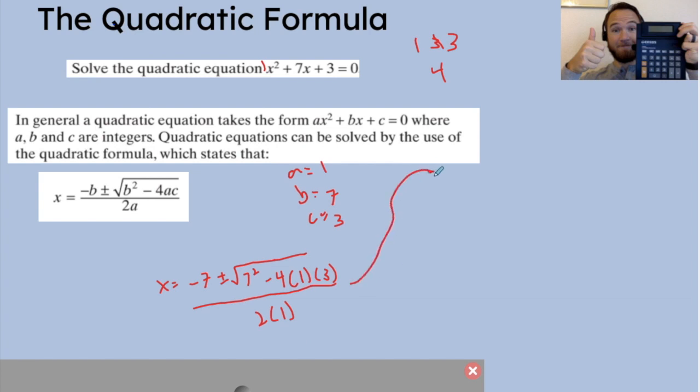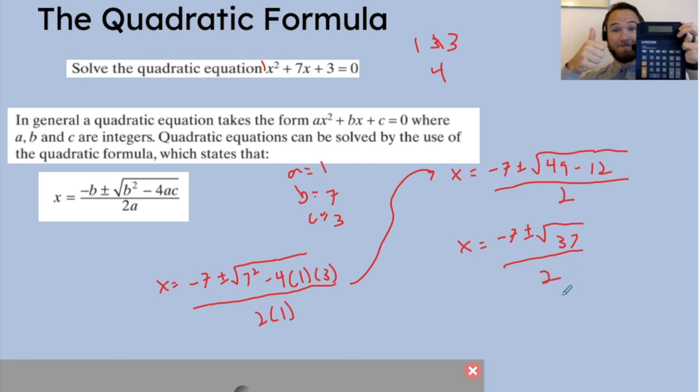Okay, so let's go and simplify it. We'll do it up here. So x equals negative 7 plus or minus the square root of 49 minus 4 times 1 is 4, 4 times 3 is 12, over 2 times 1 is 2. Okay, let's simplify this part. So x equals negative 7 plus or minus the square root of 49 minus 12, which is 37, over 2.